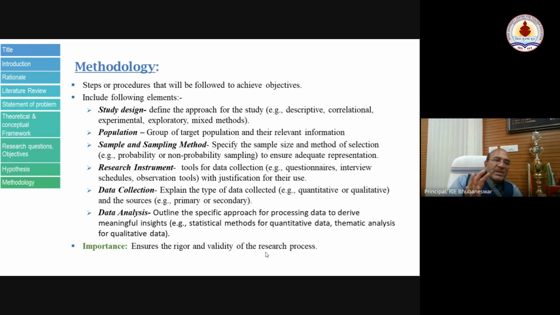So sample and sampling method are important. The sampling method should be bias free. Random means bias free. There should not be any bias.